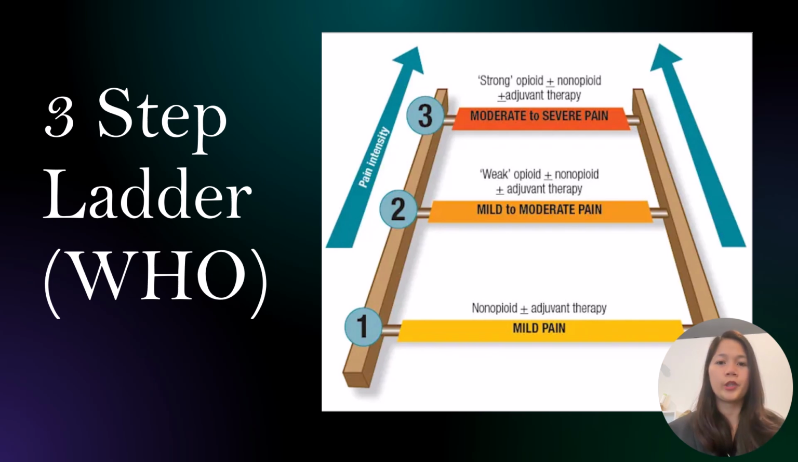And so we have here the 3-step ladder from WHO. The drug of choice depends on the intensity of pain. And then here we have step 1, mild pain. So you can use non-opioid plus or minus adjuvant therapy. And then we have step 2, mild to moderate pain. So you can use weak opioid plus or minus non-opioid plus or minus co-analgesic. And then on the third ladder, we have moderate to severe pain. So you can use strong opioid, non-opioid, plus or minus co-analgesic therapy.